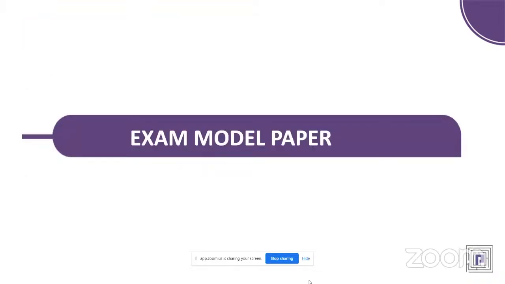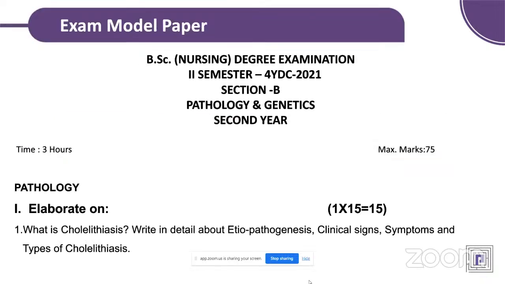So lastly, we will discuss the model paper of pathology and genetics, which will give you an idea. So the first question will be: what is cholelithiasis, and write in detail about etiopathogenesis, clinical symptoms, signs, and what are the types of cholelithiasis. As I told you, you have to describe the answer in the way they have asked.